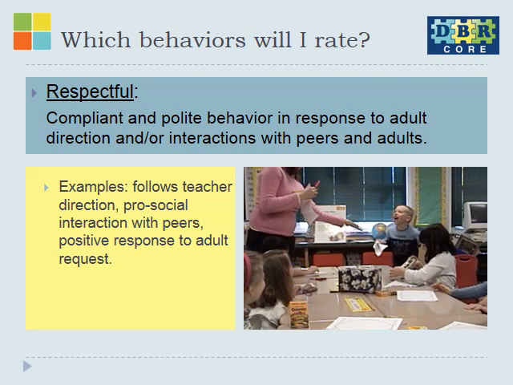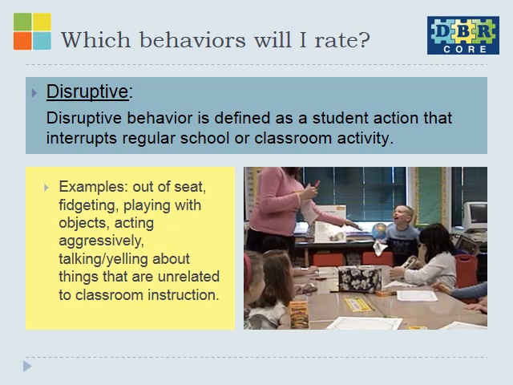If they're respectful, then of course they'll be compliant and you'll see polite behavior in response to both adults and peers. This is just general pro-social interactions with adults and kids alike. Lastly, disruptive behavior is defined as a student action that interrupts regular school or classroom activity or prevents you from getting through your lesson. So if a student is out of their seat, fidgeting, playing with objects, acting aggressively, talking or yelling about things that are unrelated to the lesson, that would be considered disruptive.